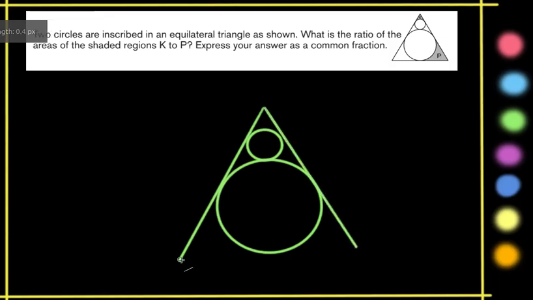Not perfect, but good enough. All right. Two circles are inscribed in an equilateral triangle as shown. What is the ratio of the areas of the shaded regions K to P?